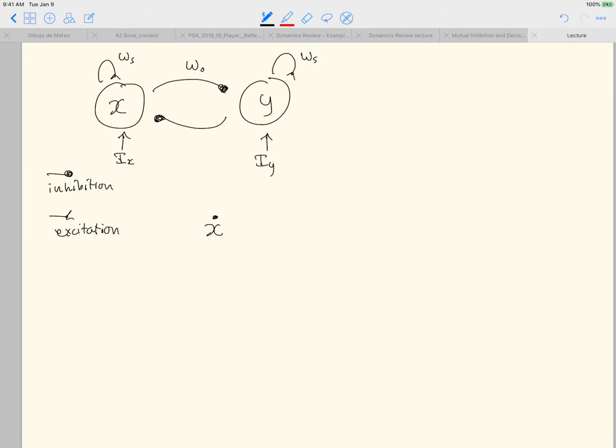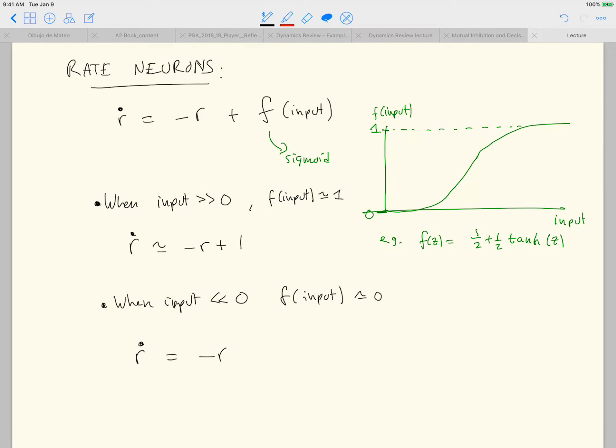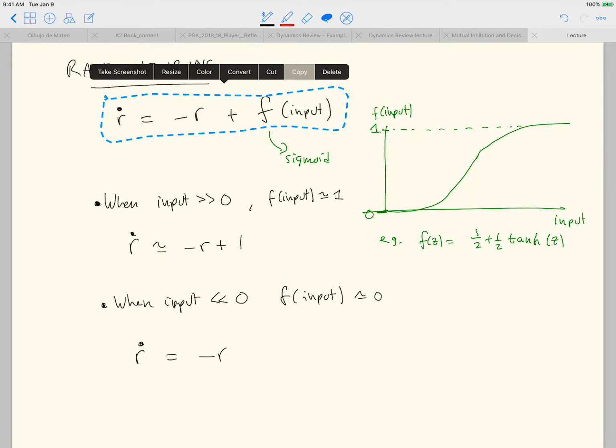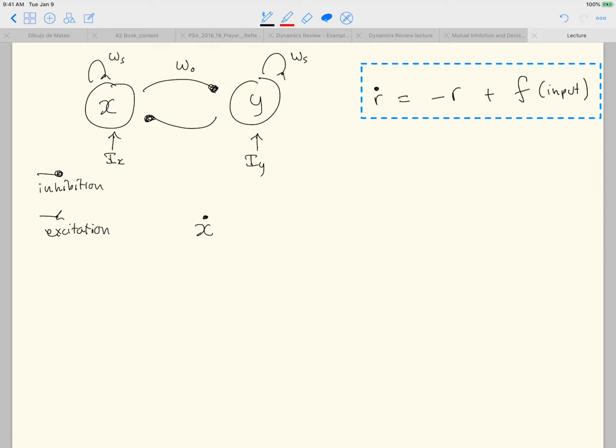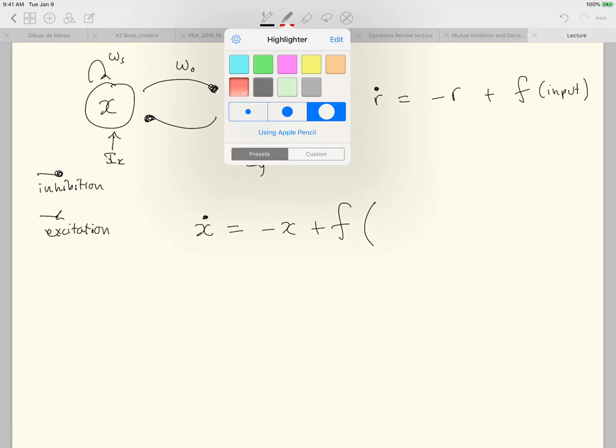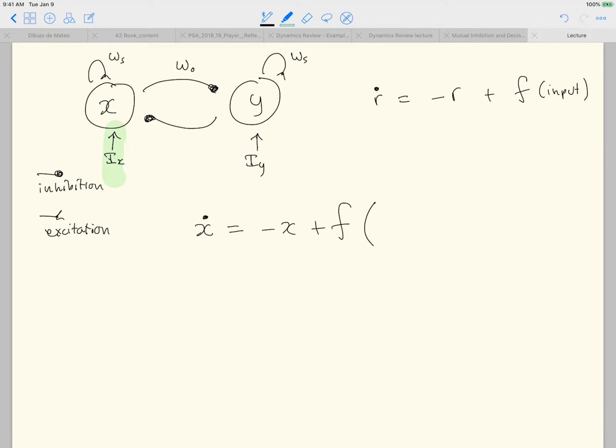So we're really taking the equations that we had over here, right? We're really taking this equation, but now saying, oh, we've got two neurons, so we've just got to do it for two of them. And so instead of calling them R, I'm going to call them X and Y. But it's basically the same equations. Right? So it's X dot is minus X plus F of the input. Okay, so how are we writing down the input to X? Well, it's got this Ix input, so I'm just going to write that down as is.